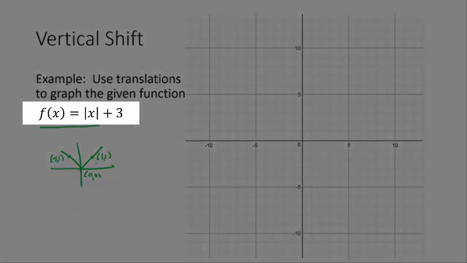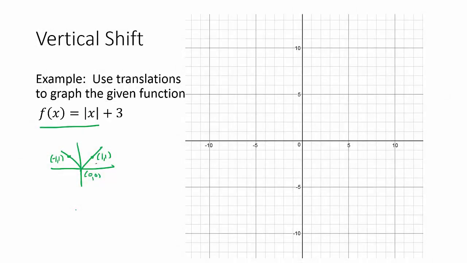Is the plus 3 inside or outside of the absolute value? Outside. So does that affect the x coordinate or the y coordinate? The y. So you know that what I'm looking for is the pairs of coordinates that have the same x coordinates, negative 1, 0, and 1. But something's happening to those corresponding y's. In fact, since you know that, you could just simply plug in those 3 x coordinates to this function.